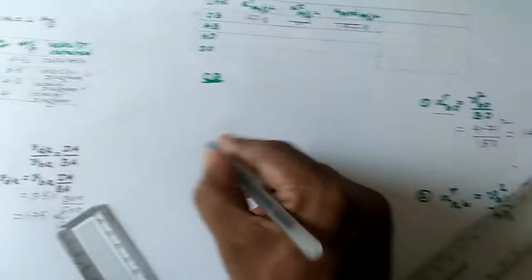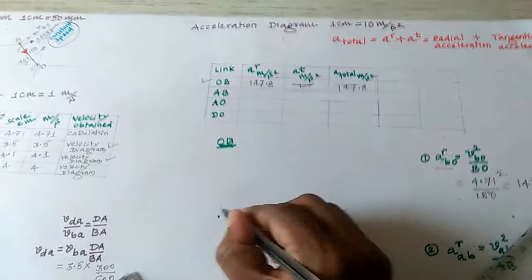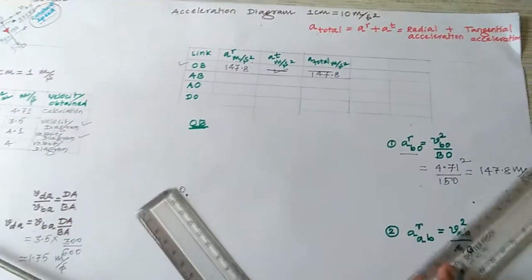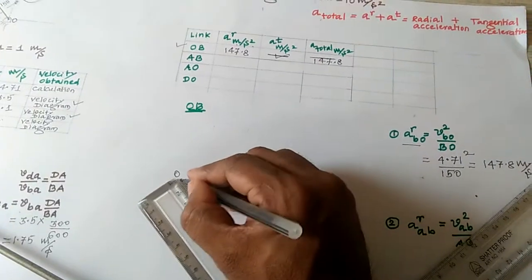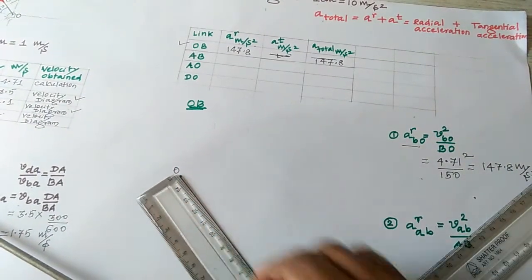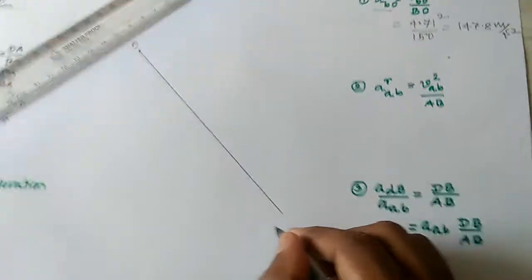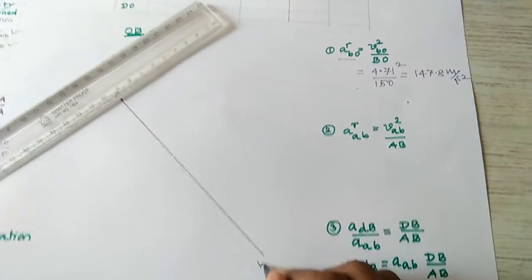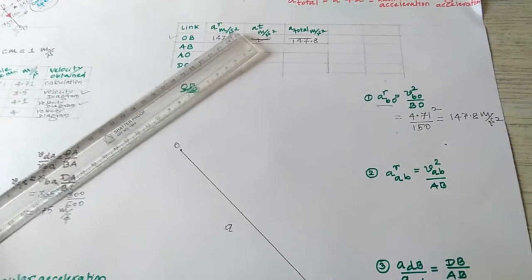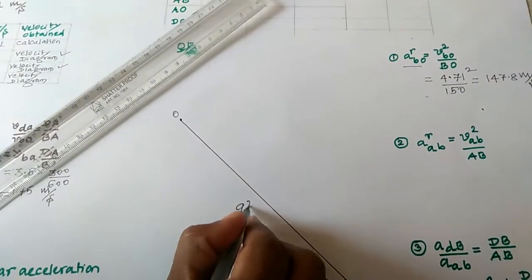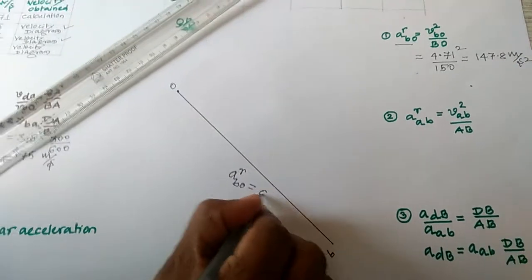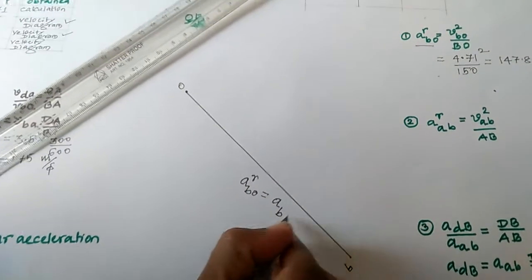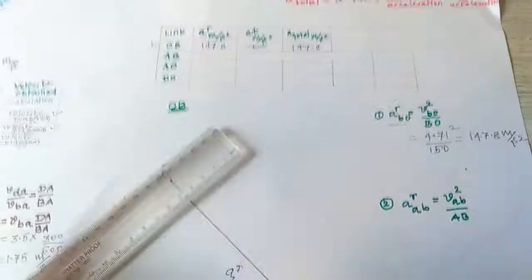First I'll keep this one, that is position O. The distance I will take as 114, nearer to 14.8. I draw it here. I have taken this point as B. This is the radial acceleration, a_BO radial, which is actually the total acceleration, a_BO only, because in this case there will not be a tangential component.